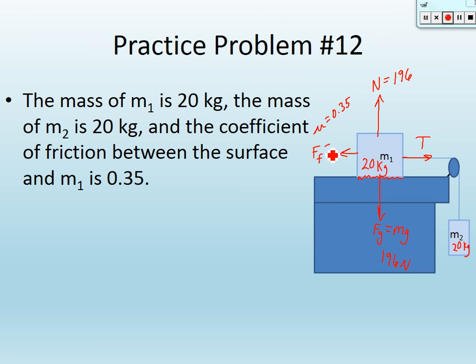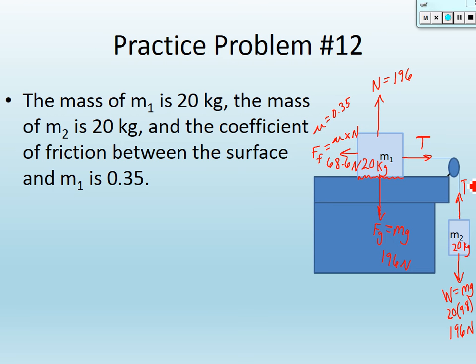We have enough information to find force of friction because it's mu times normal force, and we have mu, it's 0.35, times the normal force of 196, and that gets me 68.6 newtons. That's what force of friction will be. Okay? And we don't know what tension is yet, but we'll be able to solve for it later. M2, let's draw the free body diagram. So weight is equal to mg. Again, it's 20 times 9.8, which was 196 newtons. And we don't know what tension is in this string yet, but we'll be able to solve for it later.